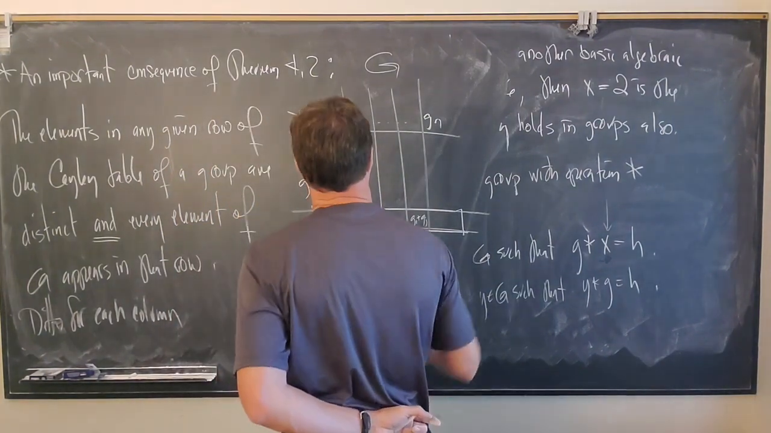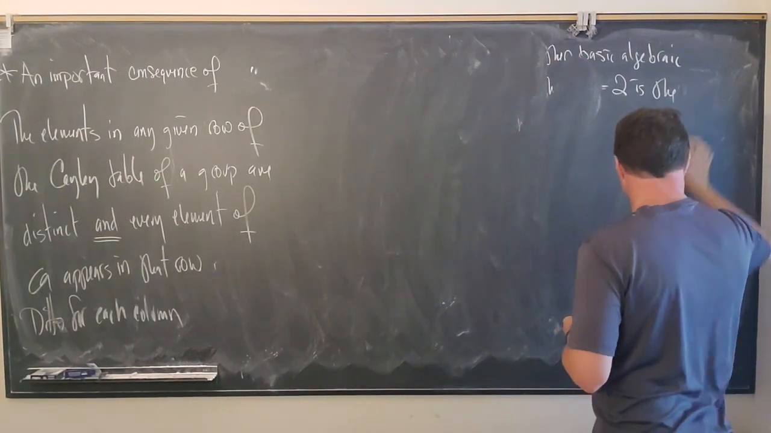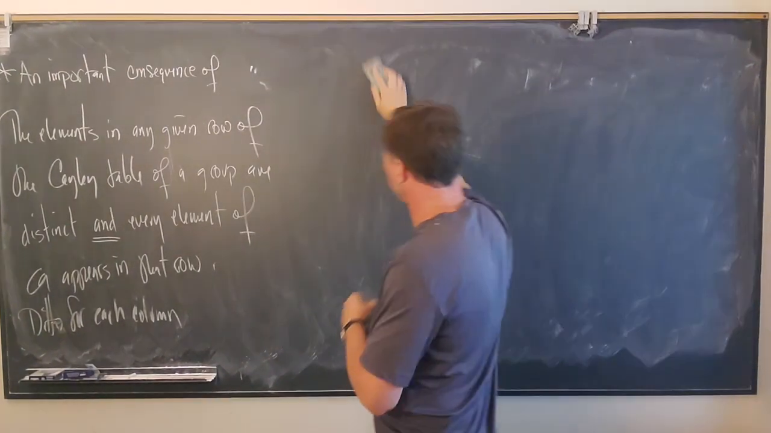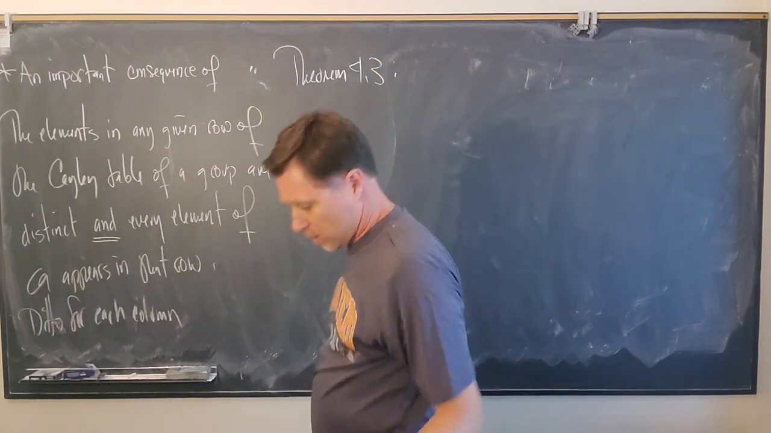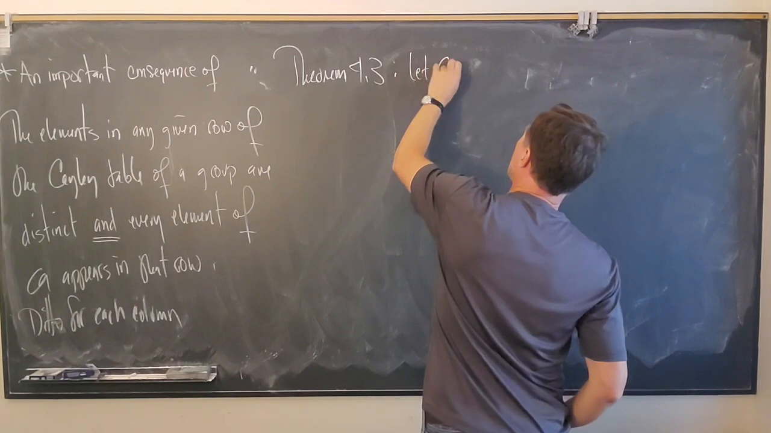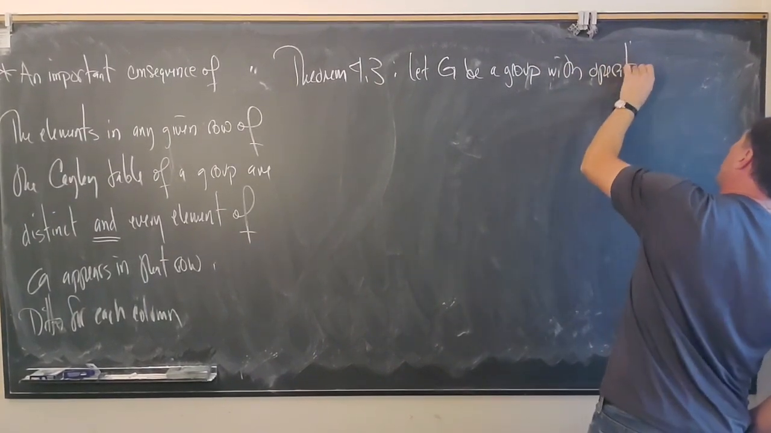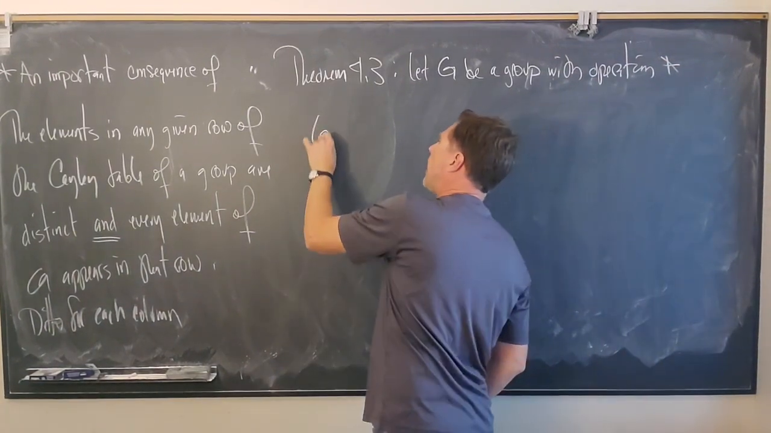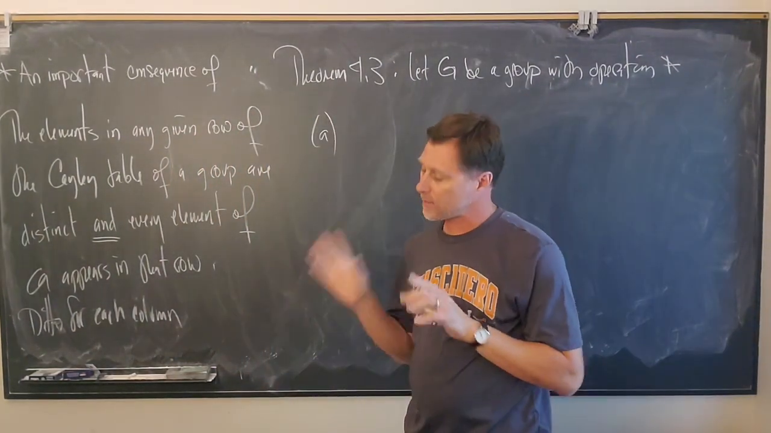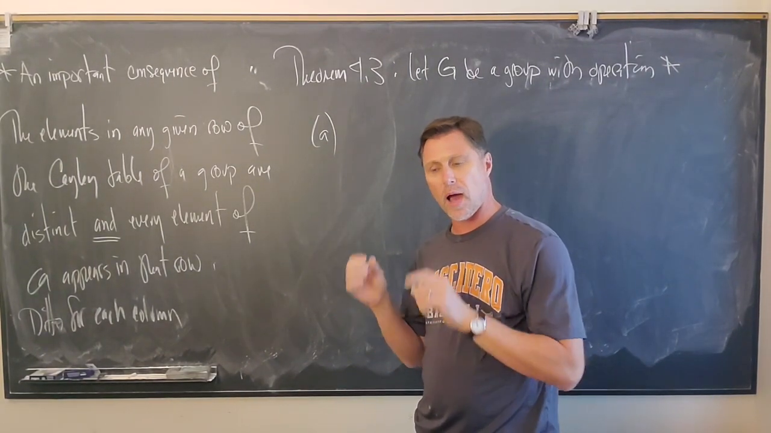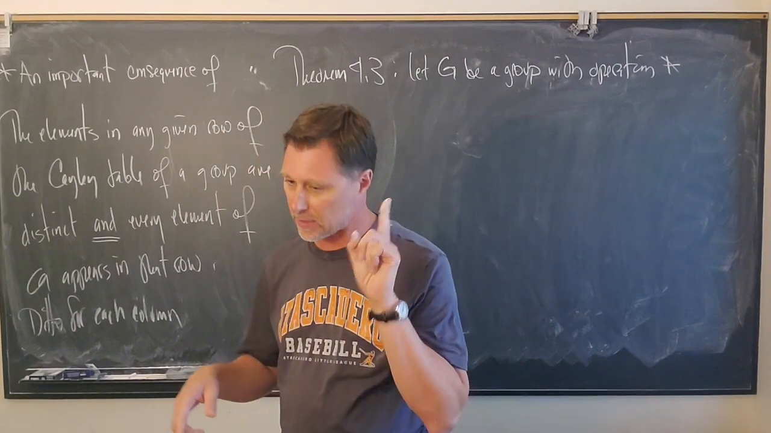Okay, this next theorem will clear up some ambiguity that I've had to carry through ever since we introduced groups. Let G be a group with operation star. There's going to be two parts to this theorem. If you think back to any time that I've referred to an identity of a group, I've said that there is an identity, leaving open the possibility that there's more than one identity. This theorem is going to tell us, nope, there's exactly one identity in a group.